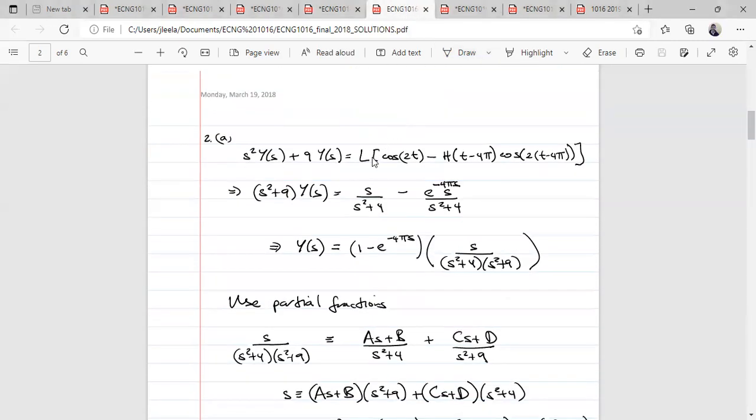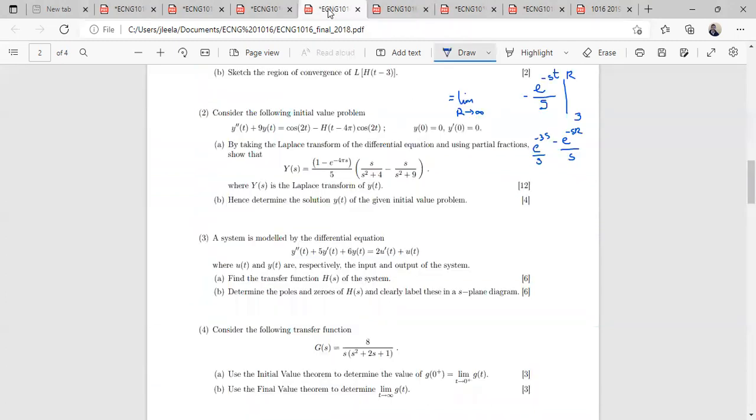So on the left hand side here, you get s squared plus 9, and Y(s) is your common factor. And then you're taking the Laplace transform of these terms here. So you'll have cos 2t minus H(t minus 4 pi) cos 2(t minus 4 pi). Remember, the 2t had to convert to t minus 4 pi, right?